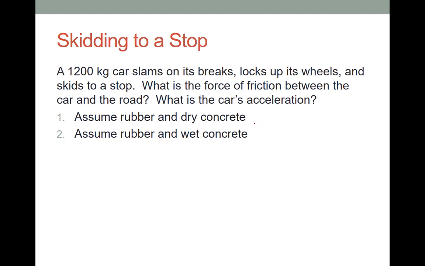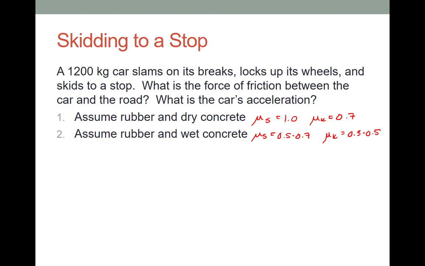If we look at the table provided at the end of the last part, for rubber on dry concrete, we have a static friction coefficient of 1 and a kinetic coefficient of friction of 0.7. And for rubber on wet concrete, it is a range of 0.5 to 0.7 for static friction, and the kinetic friction is between 0.3 and 0.5.